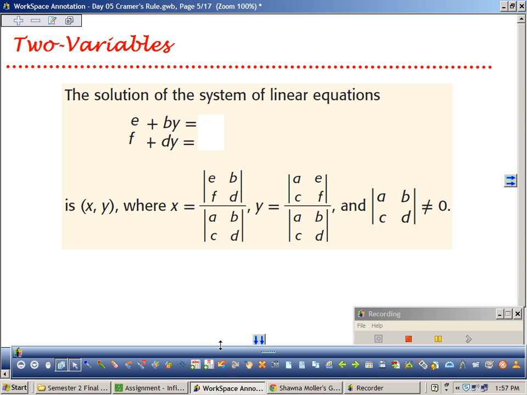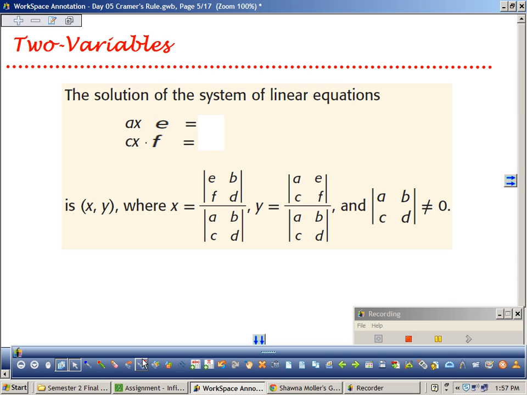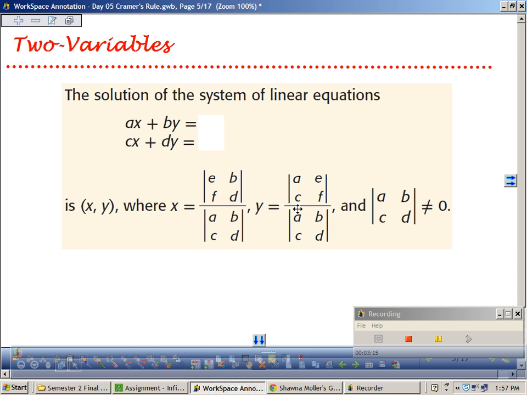What do you think I'm going to do when I want my y's? Cover the other column. You have to cover up the positive and the negative, the whole thing. I'm going to expand it. A, E, C, F. And to get the denominator, you just eliminate the constants. A, B, C, D. It's not that bad.